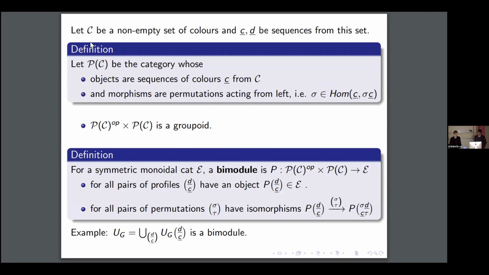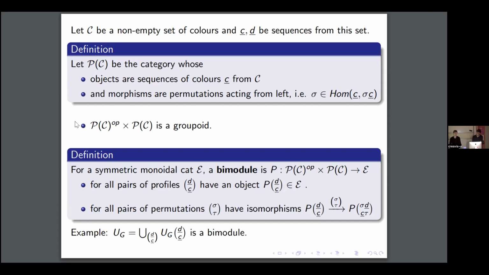Suppose we have some non-empty set of colors, and we can consider sequences of colors from that set. We can then define this category PC to be the category whose objects are just these sequences of colors. And the morphisms are permutations acting on these sequences of colors from the left. Given we've defined this category, we can then define this product category, PC^op times PC. And because all permutations are invertible, this category is going to be a groupoid.